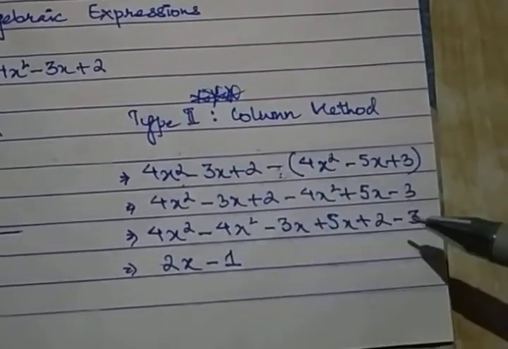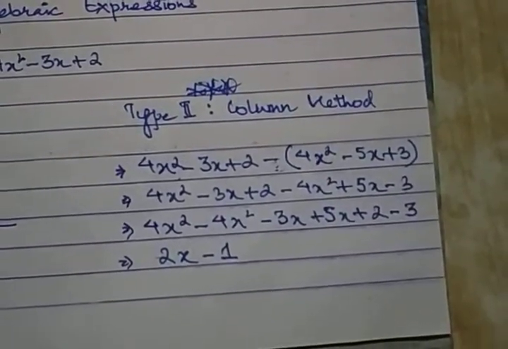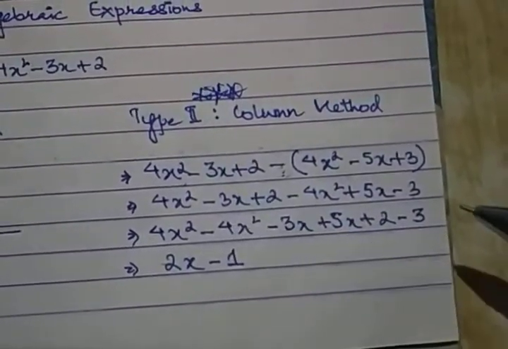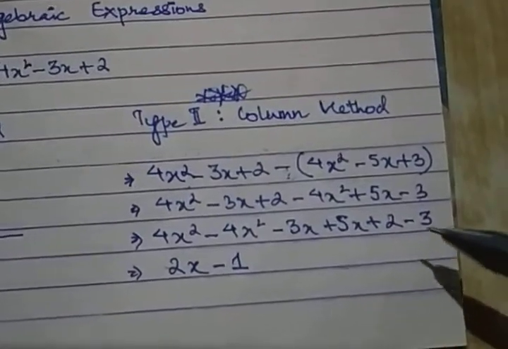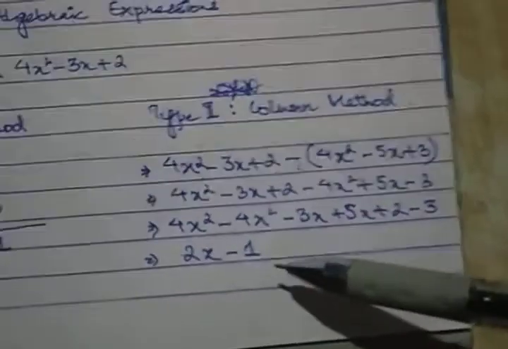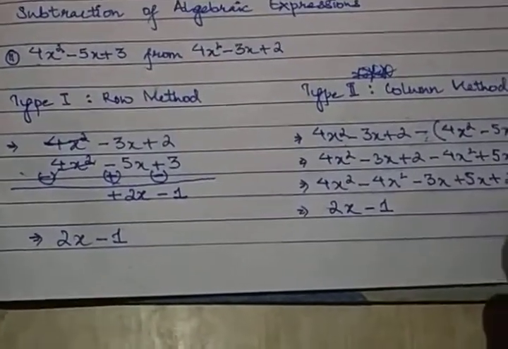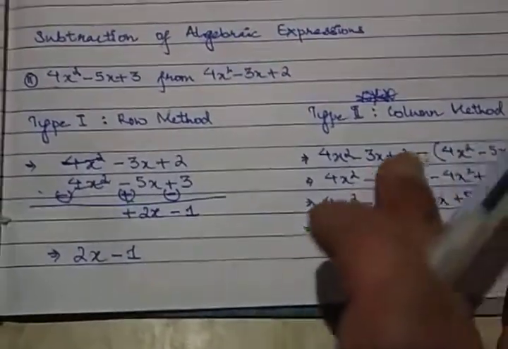Now second step, it's familiar with you, isn't it? I guess. So I have arranged all the terms, cancel the like terms, got my answer as 2x minus 1. So see, similar answer, 2x minus 1, isn't it?